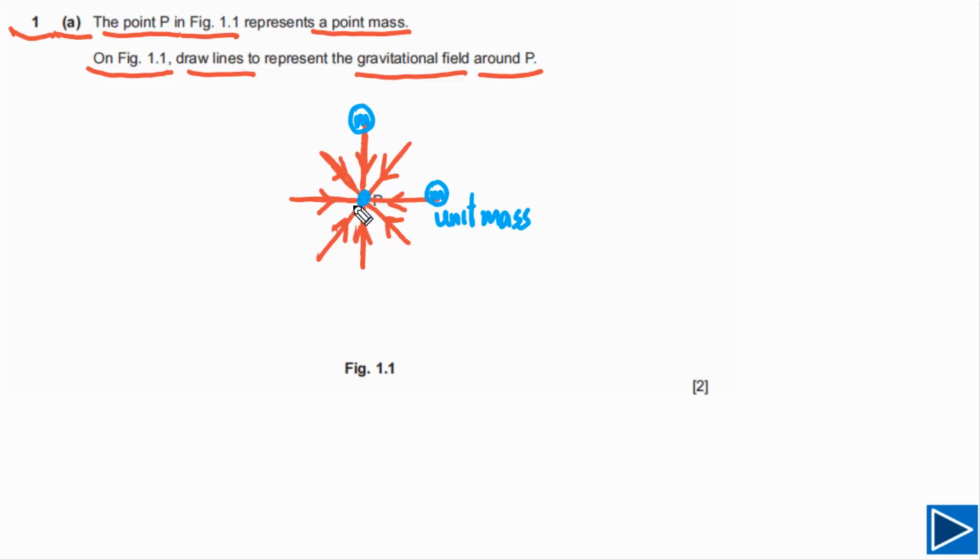So that's the reason we have to draw arrows pointing towards point mass. Or simply you can say gravitational force is always attractive force. That's the reason these arrows are directed towards point mass. This question has 2 marks. If you have drawn the 4 lines and they are pointing towards point mass, you will get 2 marks.